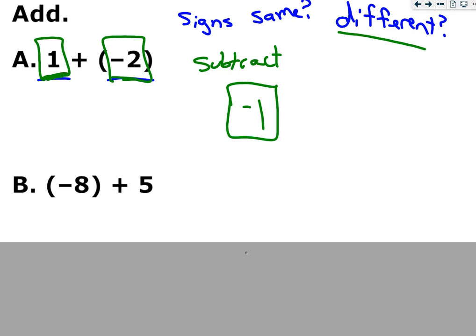Eight and 5. Negative and positive, those are different signs, so we must again subtract. 8 minus 5 is 3. 8 has the negative, and that's the bigger number, so it must be negative 3.